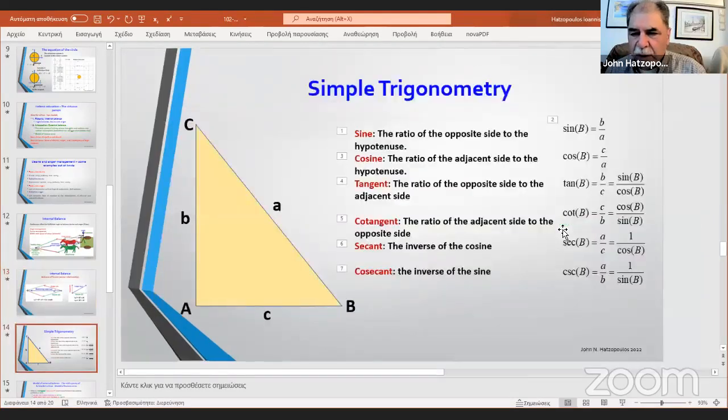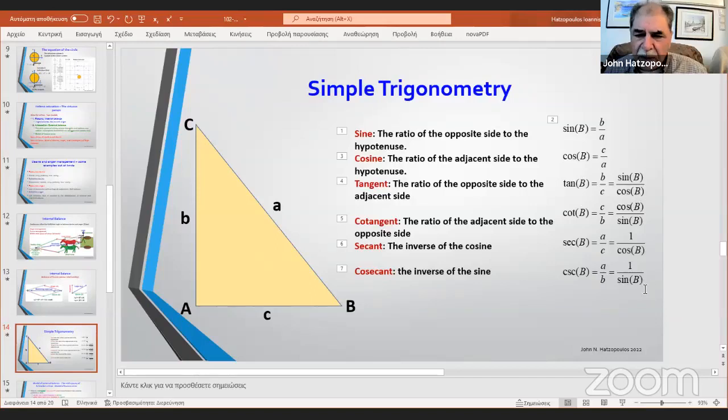And since we talk about cosine, we need to know a little bit about trigonometry. Trigonometry has six defined terms: sine, cosine, tangent, cotangent, secant, cosecant. But actually, if you know the sine and the cosine, all the others are functions of the sine and cosine.